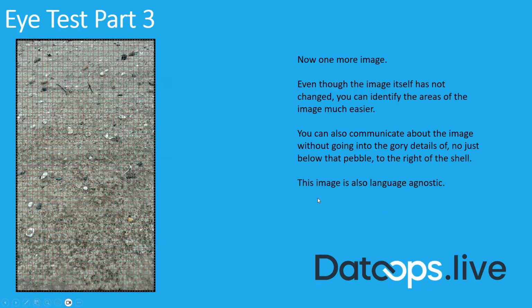This image is very much language agnostic. If you can see my mouse, that's where the frog is. It's grid T65 to U66. Hopefully everyone can see that. That's where the little dude is sitting there.